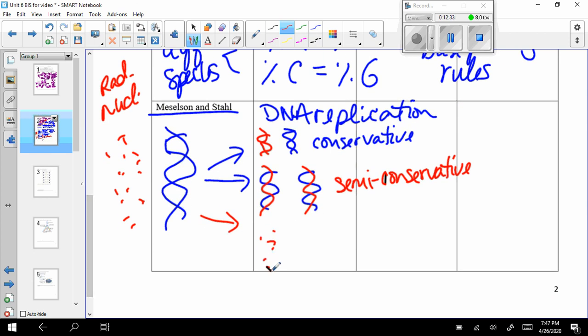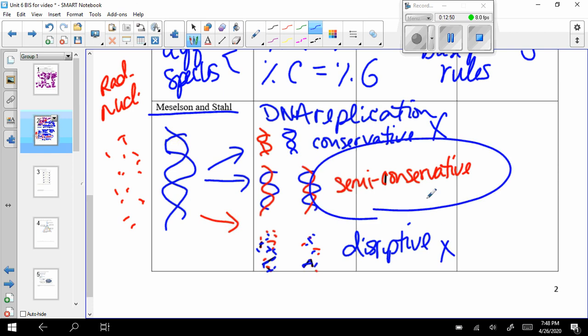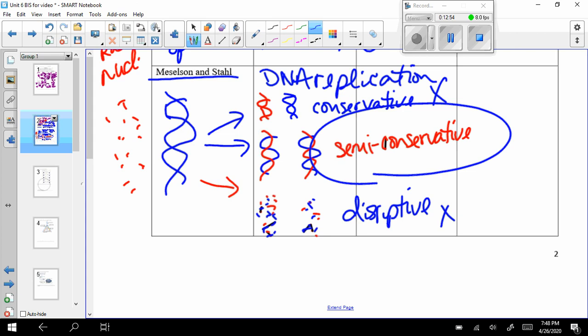The third one was the idea of a disruptive process. That would look like this, all crazy, where some pieces get passed on from the original and some get passed on with the blue. This would be called disruptive. But that didn't happen. So that was a no, and that was a no. This is what did happen: the replication of DNA is a semi-conservative process.